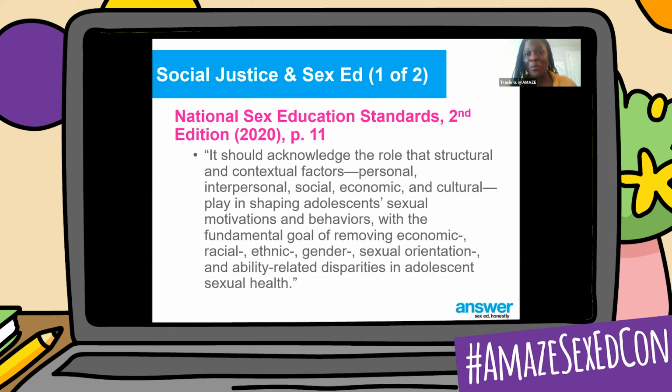That's a big mouthful, but I promise you it's very, very powerful in helping us think about the fact that it's not just giving information that's what we're doing when we get in front of a group. In many ways, we are empowering young people to be able to access sexual health in ways that they may not be able to do otherwise because of the systems that they're being impacted by.